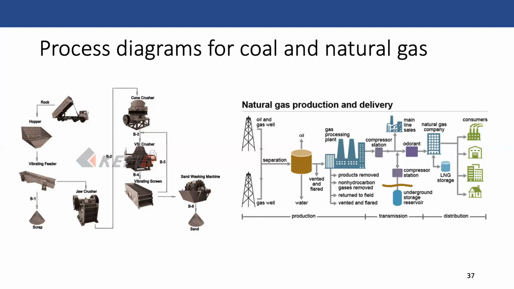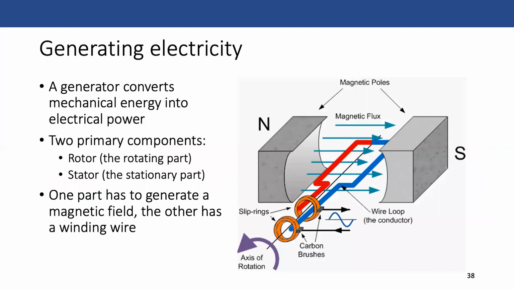Okay, so before we talk about a layout of a power plant, I need to give a quick refresher about producing electricity. Hopefully this is a bit of a review for you from physics, but essentially what I'm showing here is a generator. A generator is something that converts mechanical energy into electrical power. You have two parts, a rotating part and a stationary part, and those are called the rotor and the stator.